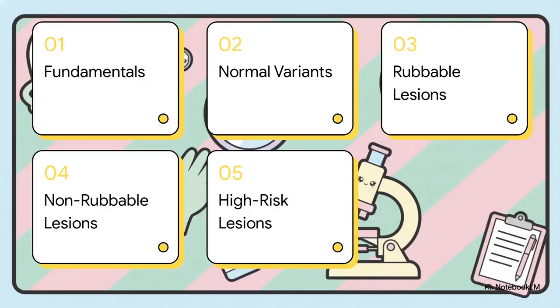Here is our ultimate study guide blueprint. We are kicking things off with the fundamentals of white lesions, then high-yield normal variants, moving into rubbable chemical and thermal burns, then non-rubbable frictional lesions, and finally, the high-risk lesions. Let's get right to it.